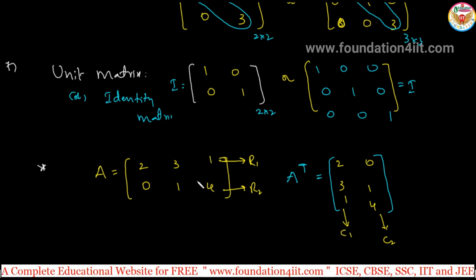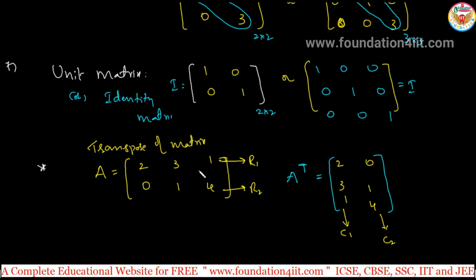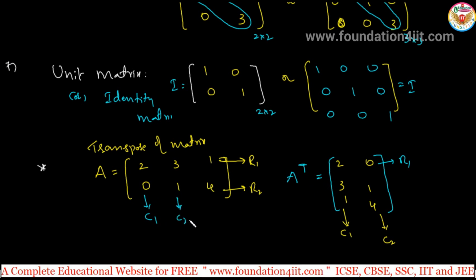So the transpose of a matrix is just interchanging rows and columns. Rows become columns, and columns also become rows, right? This is column 1, it becomes row 1: 2, 0. The second column, 3, 1, becomes the second row. This is the third row. If you interchange rows to columns, it's nothing but columns to rows also. That means the transpose of a matrix is the matrix obtained on interchanging its rows and columns, right?